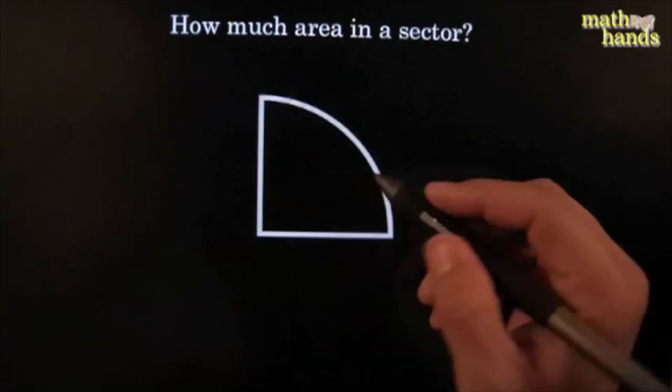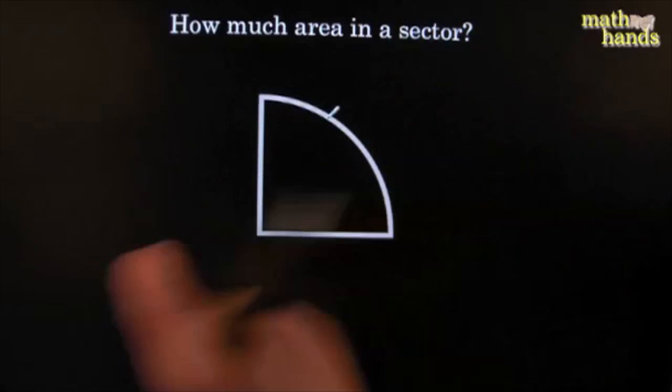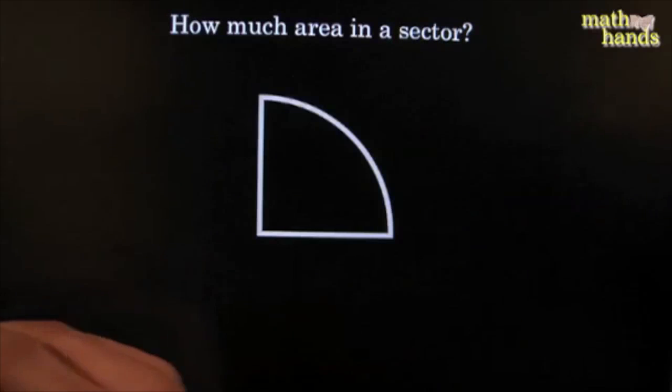But it gets more interesting than that. Suppose you had a different sector, a different piece of it, not half like we did here, but suppose you had a quarter of it.